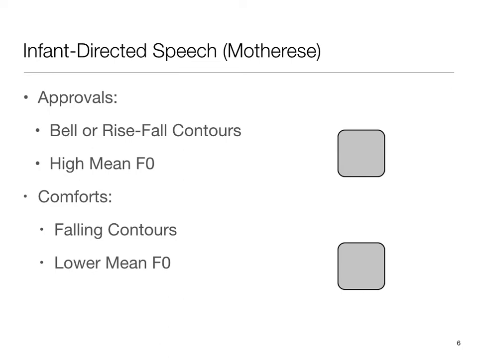Comforts, however, have falling contours. Again, they look more like a ski slope, and they tend to have a lot lower fundamental frequency, a lot lower pitch. Now, this is going to be the same speaker. She's just trying to get the baby to do something different.